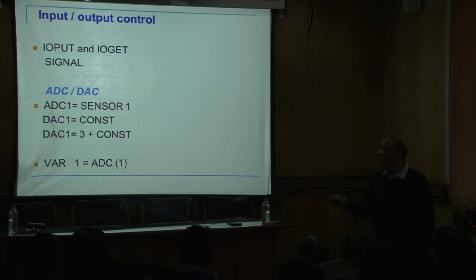So a logical statement can be: if ADC1 is greater than 10 newtons, then stop. Okay. So the statement can be very, very easily made by using statements like either signal or by using ADC or by using DAC. Okay. So this is how other kinds of sensors can interact with a robot.